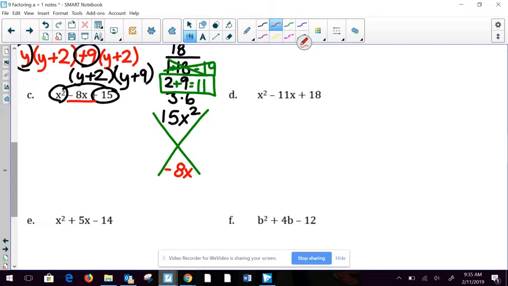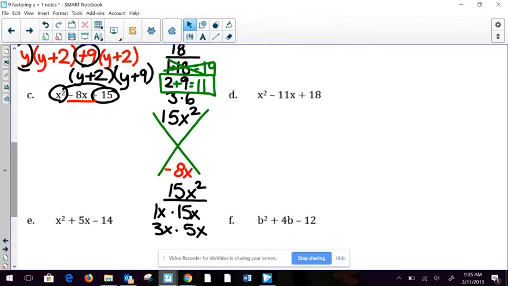All right, let's think about that for a minute. Let's first look at the 15. In what ways can I multiply to get 15x squared? Well, 1x times 15x will give me 15x squared. Oh yeah, 3x times 5x gives me 15x squared. Are there any other ways? No, no other ways. Okay. Now here's where we have to do a little bit of thinking.